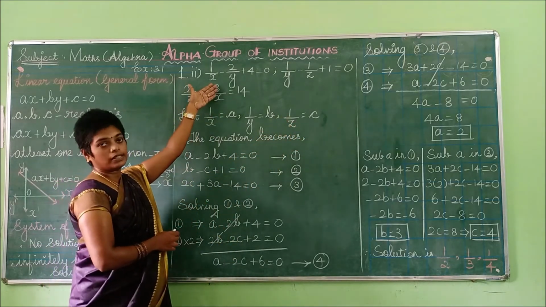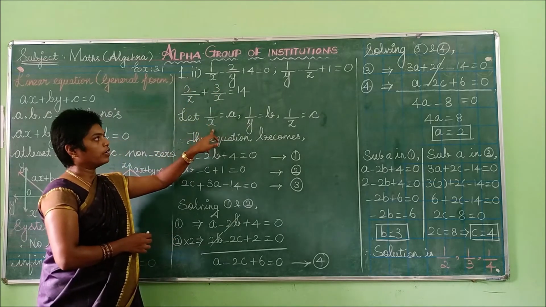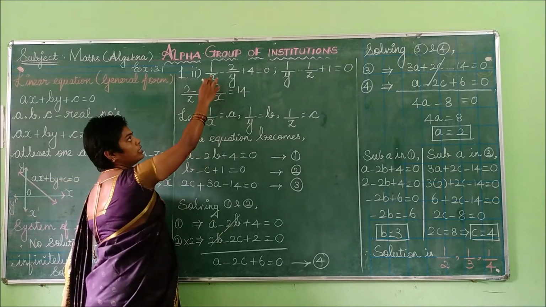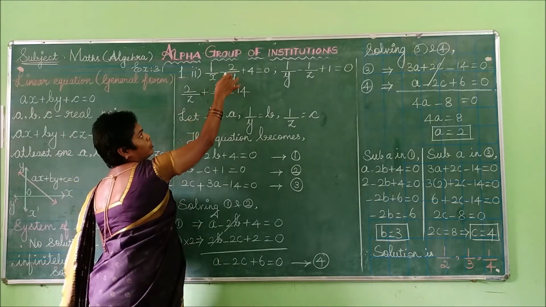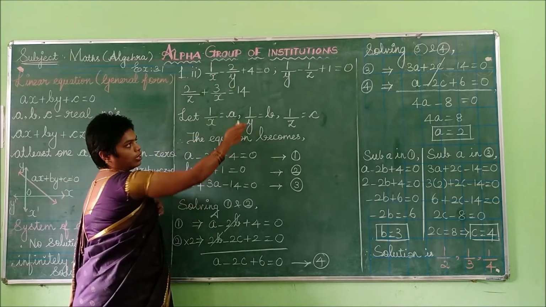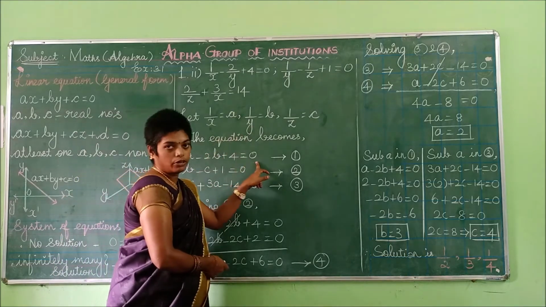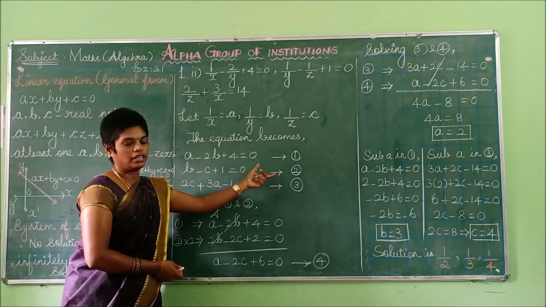Now you can rewrite the equations using these values. What is 1 by x? 1 by x you can take as a. Then next, 2 into 1 by y; what is 1 by y? 1 by y is b. Then plus 4 equal to 0. Now take this as the first equation.